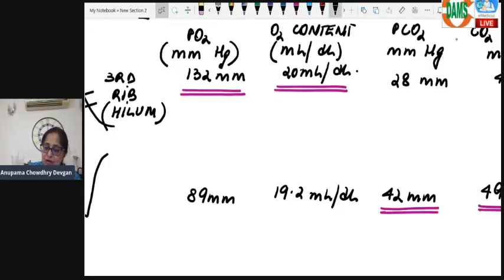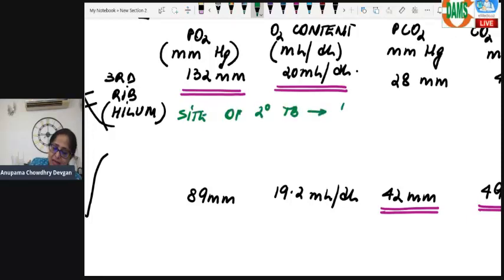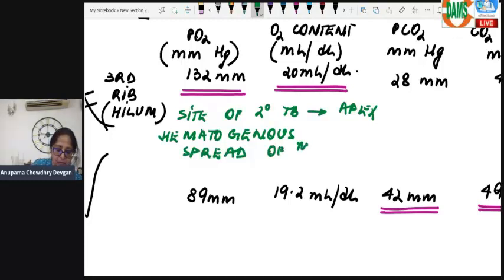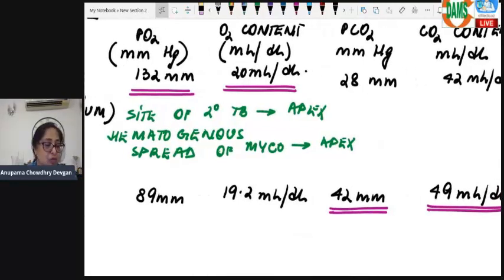Secondary tuberculosis. What is the most common site of secondary tuberculosis? This is going to be the apex. Because what happens at the apex is the oxygenation. PO2 and total oxygen are higher at the apex, aren't they? And you know that mycobacterium is an aerobic organism, an air-loving organism. The hematogenous spread will occur to those areas where the PO2 and the total O2 will be higher. Hematogenous spread of mycobacterium will be to the apex, where the PO2 and total O2 are higher.